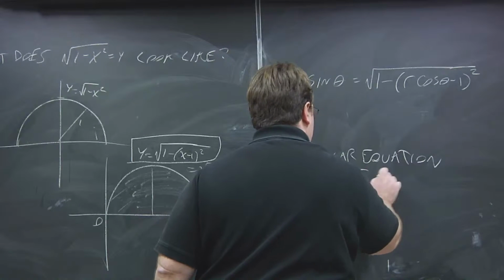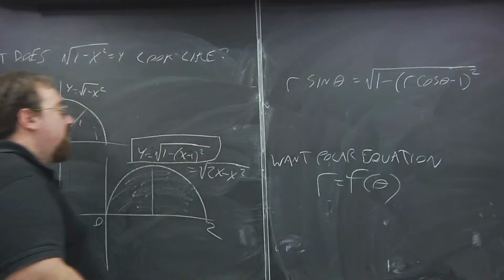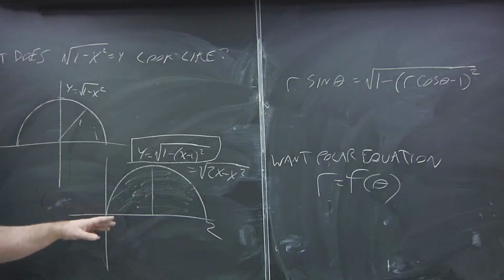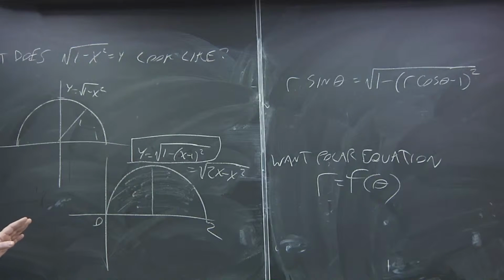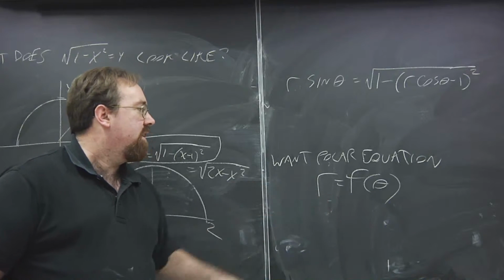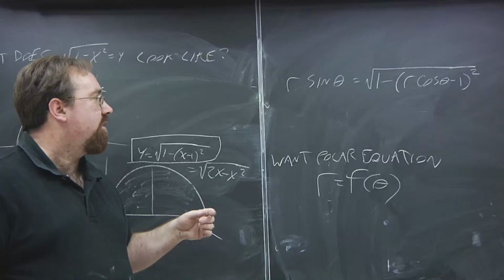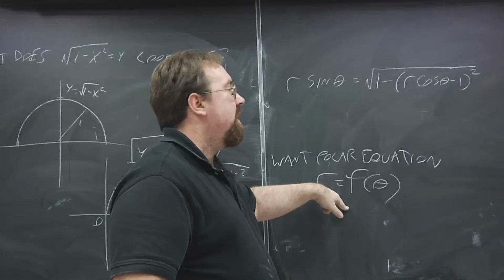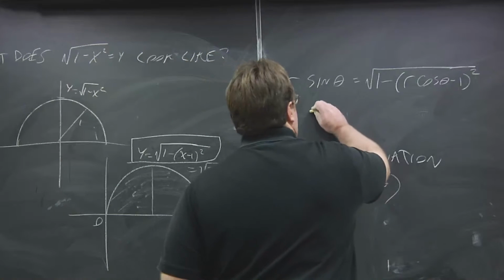It has this form: r is some function of theta. Because then we can choose an appropriate interval for theta for our integral, and this function will give us our limits of integration for r. So we need to take this equation and somehow boil it down to this form, if we can. So we'll square both sides.